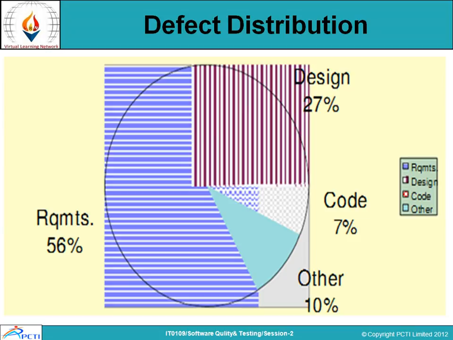Next is the 27% that affects the design also. Due to requirement changes, some errors can be caused, 27% in design. And a very small percentage is in coding, because if everything is very clear, if the requirement is clear and the design is very clear, then in coding there are very few chances of error. And the 10% is marked here as others.